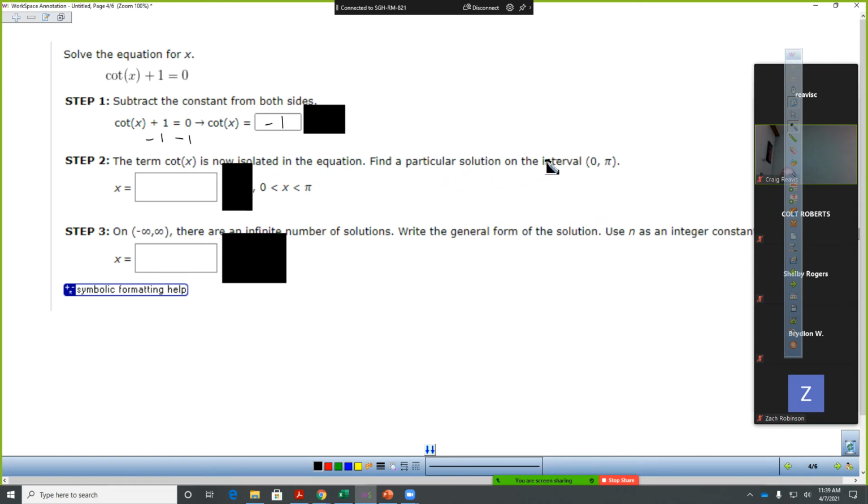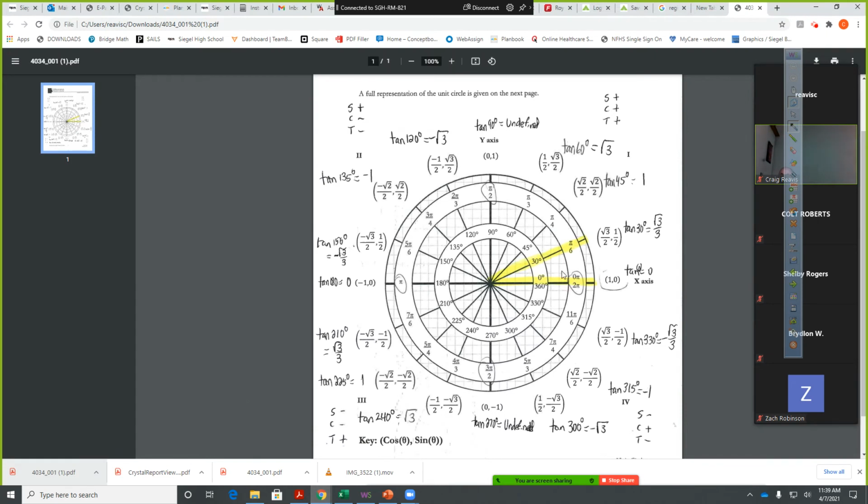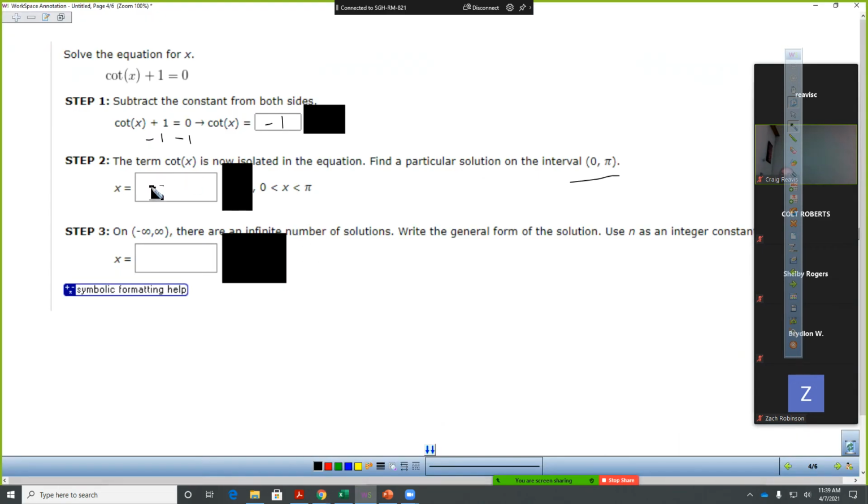Find a particular solution on the interval. Now notice they tell us what the solution is on 0 to pi, and the one between 0 and pi was this 3 pi over 4, where cotangent equals -1. So 3 pi over 4. All right. On the entire line, from negative infinity to infinity, there's an infinite number of solutions. Write the general form of the solution. Now, they said just one form.